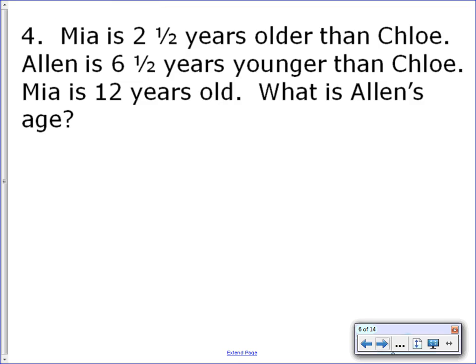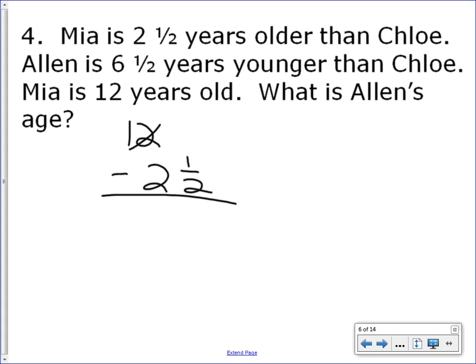Number 4, Mia is 2.5 years older than Chloe. Alan is 6.5 years younger than Chloe. Mia is 12. What's Alan's age? So you're going to first take 12, Mia's age, and subtract out 2.5 to find out what Chloe's age is. So I'm going to take 12 minus 2.5. I've got to borrow. 12 goes to 11 and 2 halves. So I'm left with 9.5.